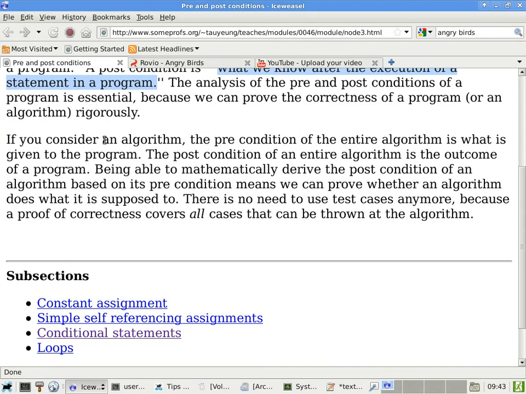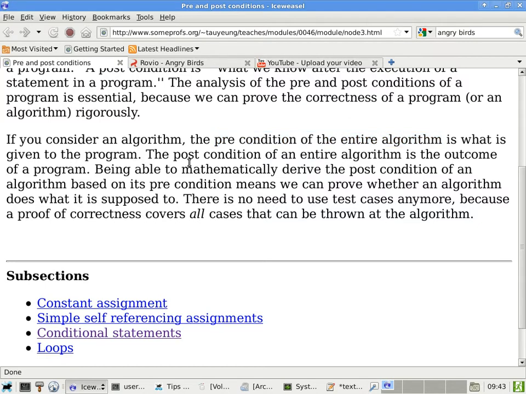And this part here just talks about when you consider the entire algorithm, the precondition of an entire algorithm is the input. How do you characterize the input to an algorithm? Do we know ahead of time that x is guaranteed to be greater than or equal to y? Do we know that z is guaranteed to be the sum of x and y already before you start the execution of the algorithm? That's the precondition of the entire algorithm.